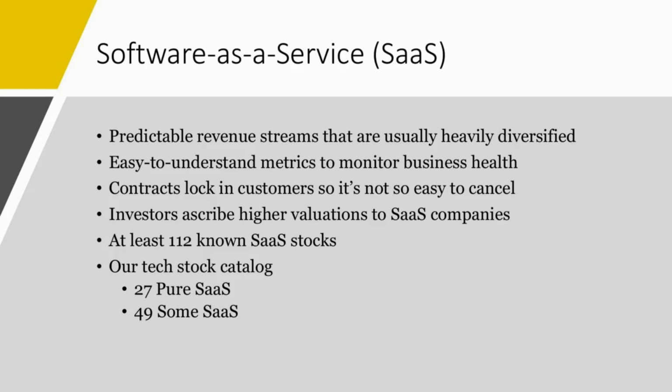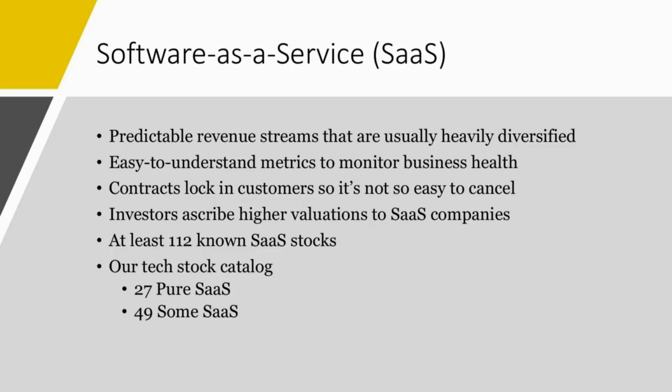Now, when we look at SaaS firms, the market typically ascribes higher valuations to SaaS companies. And there are a number of studies and institutions that look at this. But the reason for that is basically from the chart that you saw before: SaaS firms generate predictable revenue streams that are usually heavily diversified. They use easy to understand metrics for business health that we'll cover today. And they also either lock their customers in with contracts or provide a solution that's so durable that it's not easily replaced.